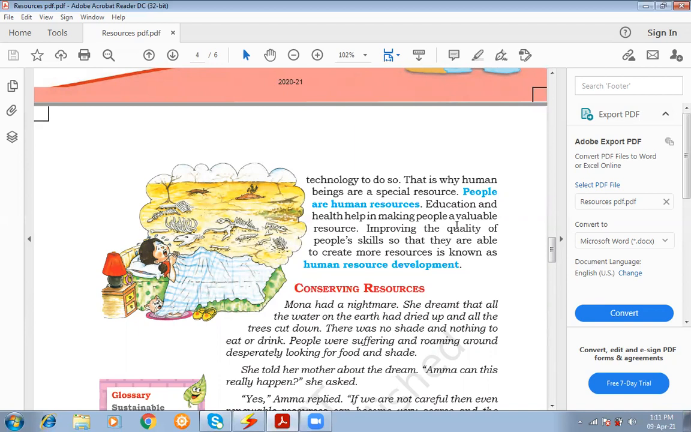Improving the quality of people's skills so that they are able to create more resources is known as human resource development. So you might relate to this if in any company there is an HR department. So HR department always works for the improvement of the employees. They organize trainings and other seminars for the improvement of the employees, those who are working there. So this is HR development, we say that. Okay, so that is human resource development. So human resource means HR development.